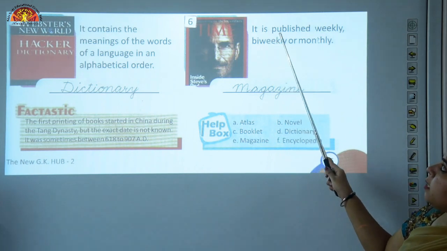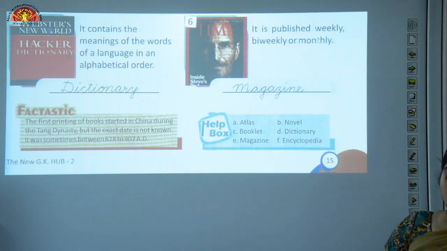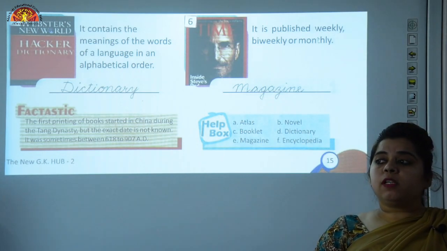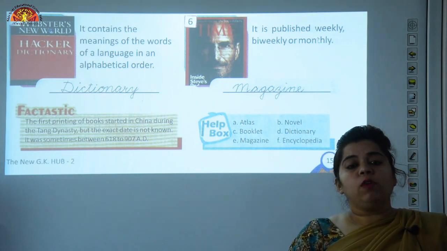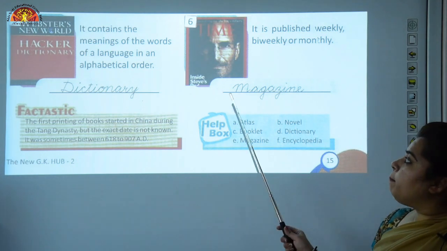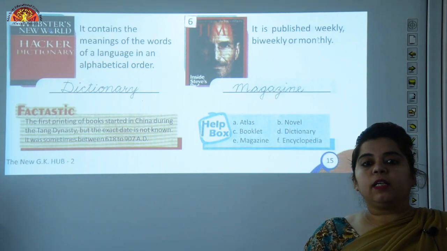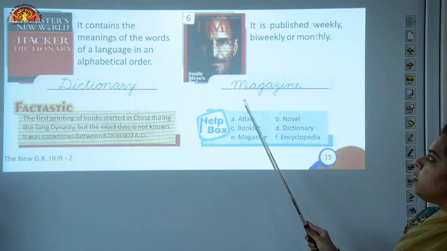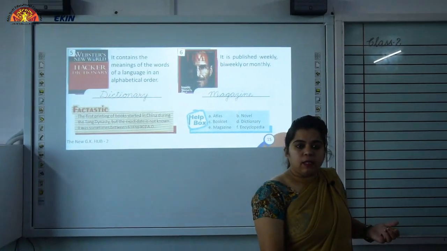Next, it is published weekly, bi-weekly or monthly. Okay, children, this type of book gives us information about the current affairs happening all over the world, and this book is known as magazine, and it may be published weekly, bi-weekly or on monthly basis. So, number 6 is magazine. Children, let's see how to write all these spellings.